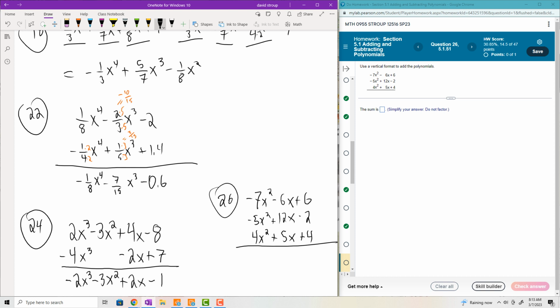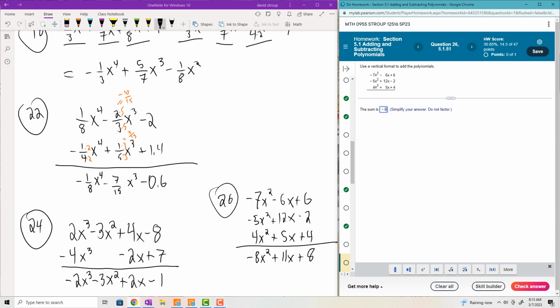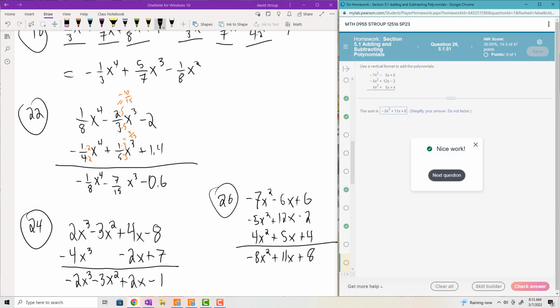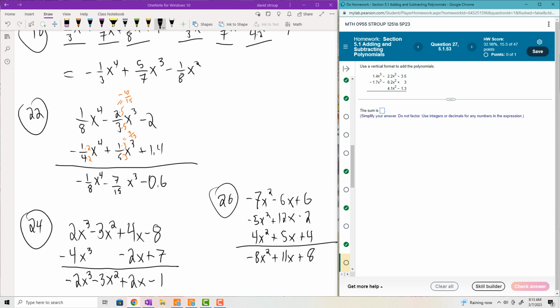Negative 12x squared plus 4x squared is negative 8x squared. And then you got negative 6 plus 12 is 6x plus 5x is 11x. And then 6 plus 4 is 10 minus 2 is 8. I got a capital X on there. You almost got me. Hit the caps lock. Another one, vertical format, but with decimals.